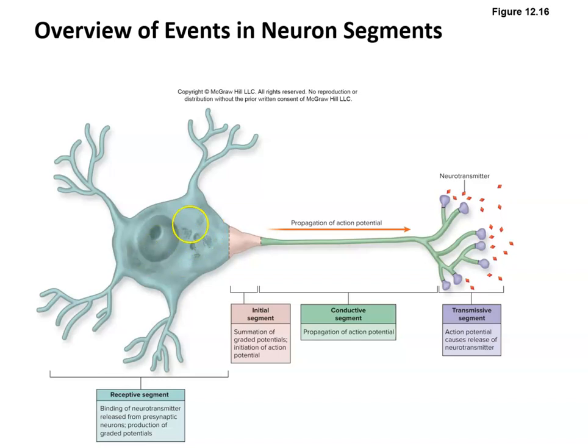And now if all of those graded potentials add up and it's close enough to the initial segment, and they trigger a response at the initial segment, the voltage-gated channels will open and close sequentially and propagate that signal down the axon. And then when the impulse gets to the synaptic knobs, the action potential is going to cause the release of neurotransmitter. And this neurotransmitter is either going to bind to another neuron and cause the whole thing to start all over again, or it's going to bind to a gland or a muscle and cause an effect.